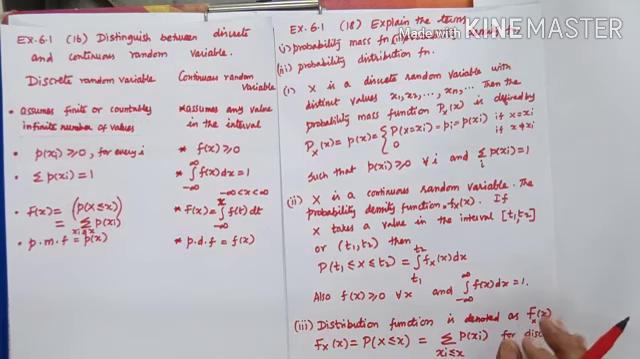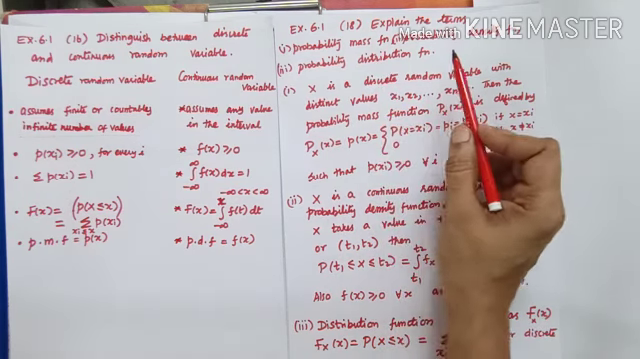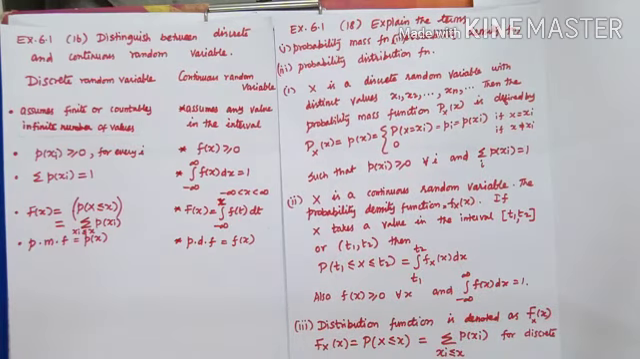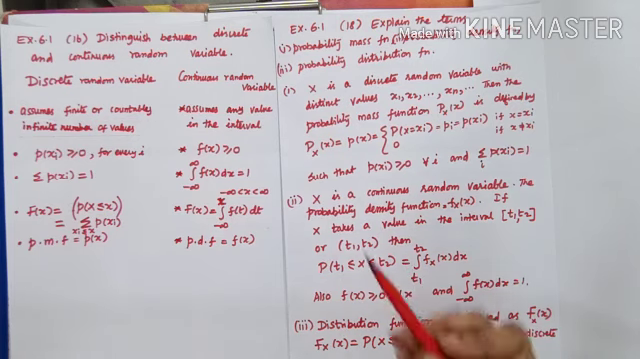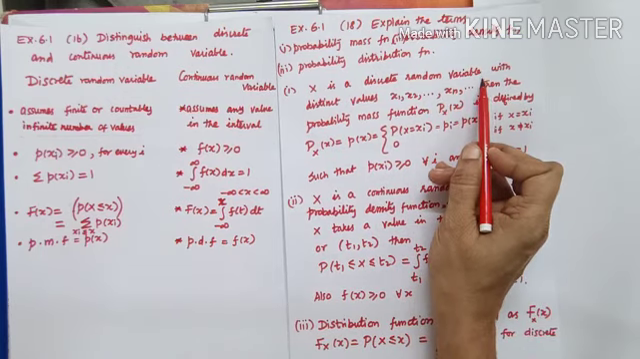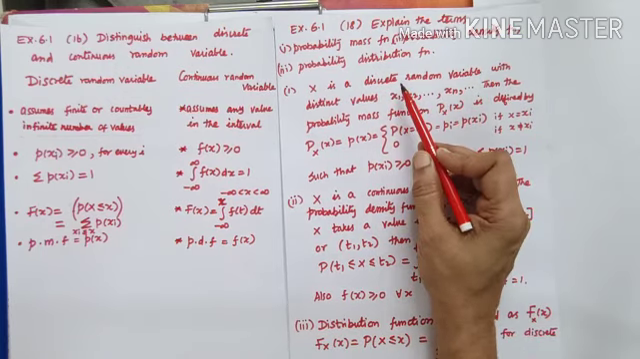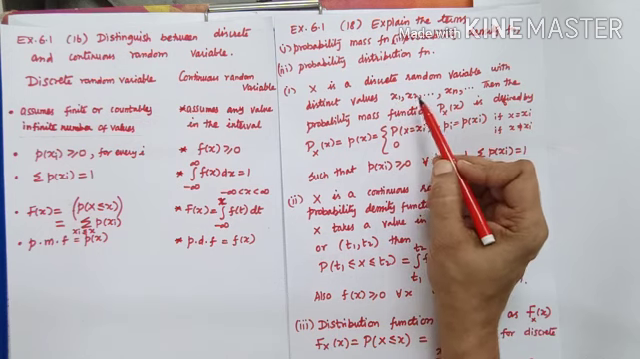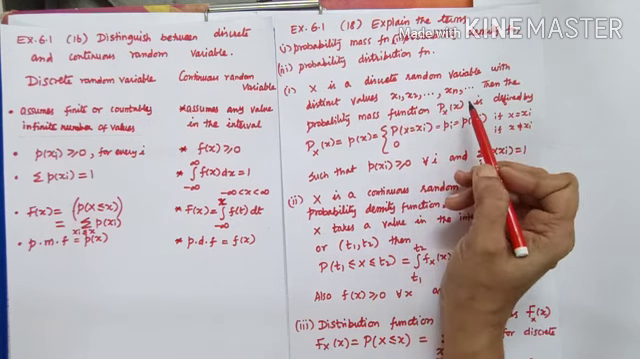Question number 18. Explain the terms probability mass function, probability density function, and probability distribution function. The same ideas we are going to redefine using better terms. X is a discrete random variable, and whenever I say discrete, it is finite or countably infinite. So put x1, x2, x3 and so on.